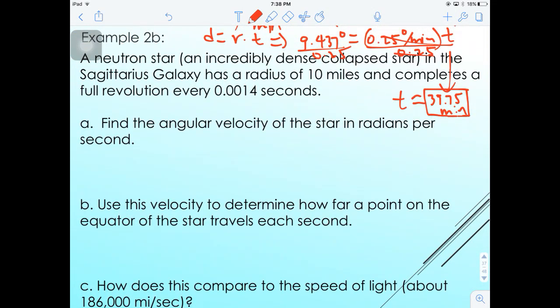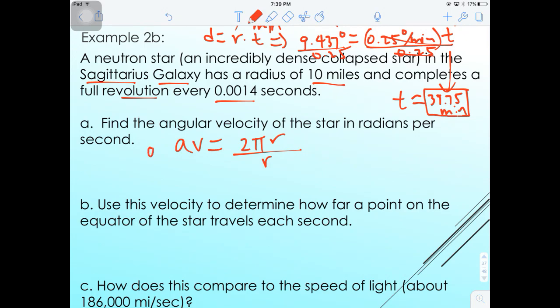Example 2b, different problem now. A neutron star, which is an incredibly dense collapsed star in the Sagittarius galaxy, has a radius of 10 miles and completes a full revolution every 0.0014 second. A, find the angular velocity of the star in radians per second.